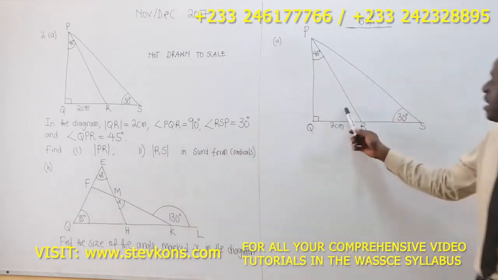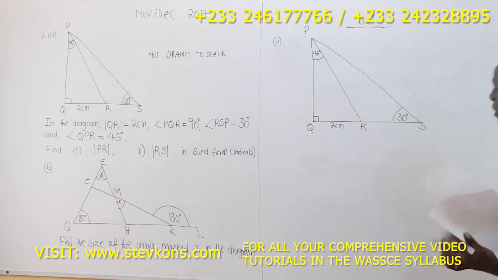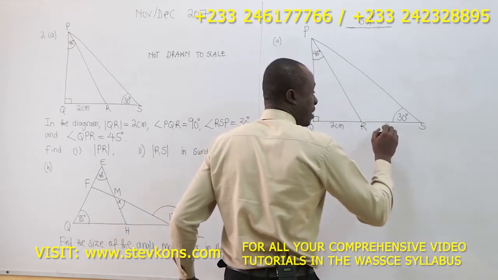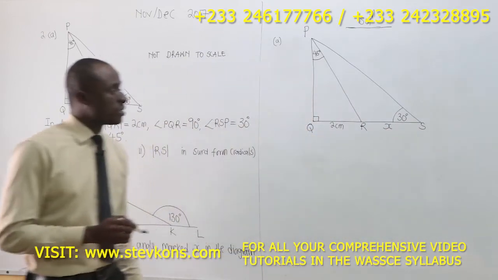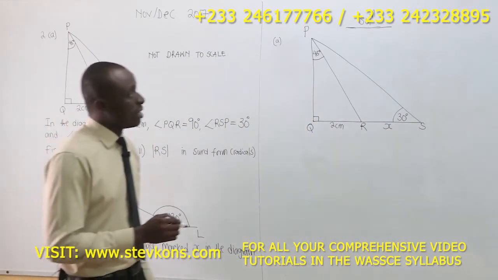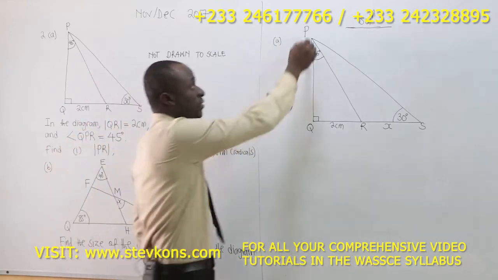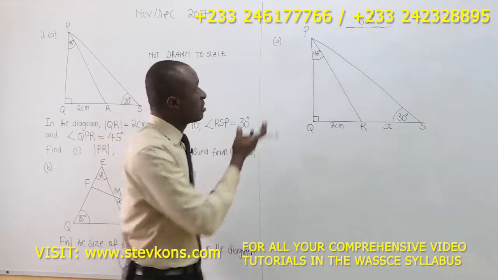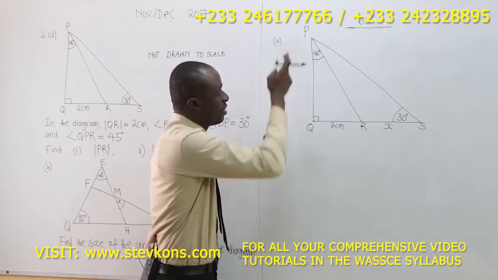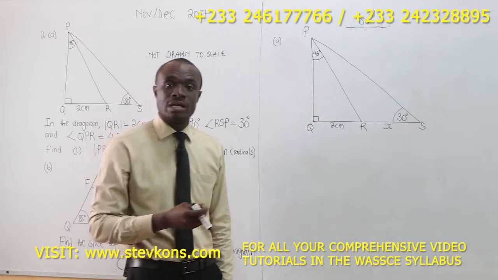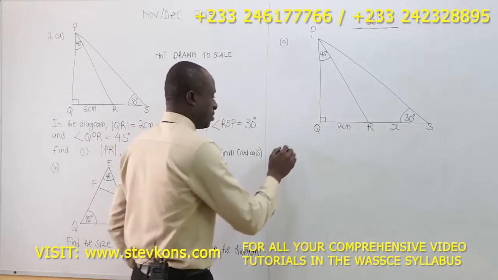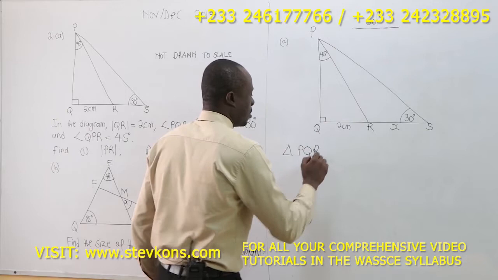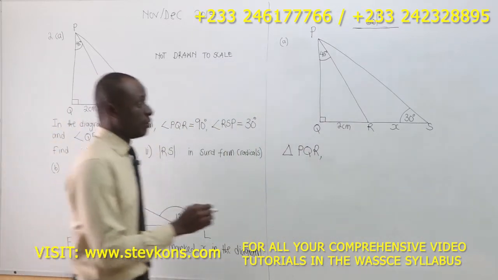RS. So that is what I have redrawn here. The second one, we want to find RS. Hence, let me indicate RS by a variable which is X. Now, the first one, we want to find PR. So here we have two triangles, that is PQR and then also PQS. These are the two triangles that we have. So that is a right angle triangle PQR.